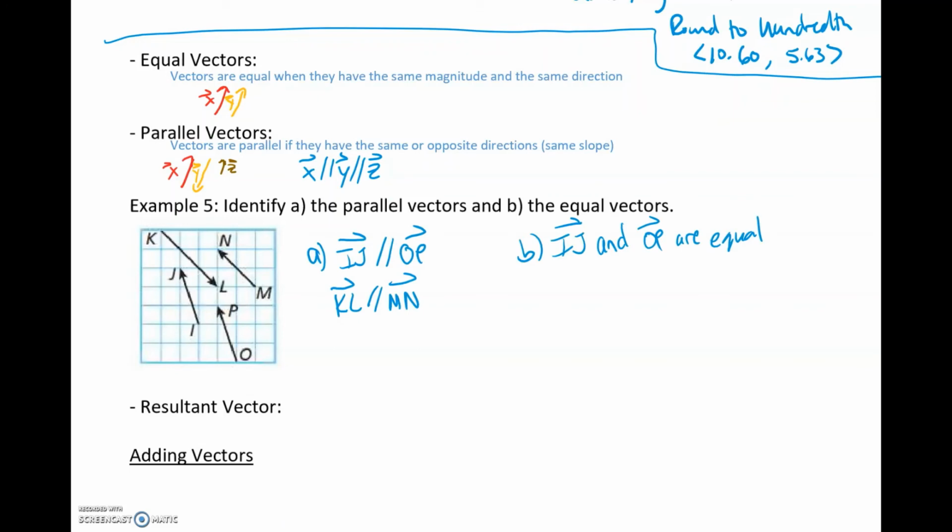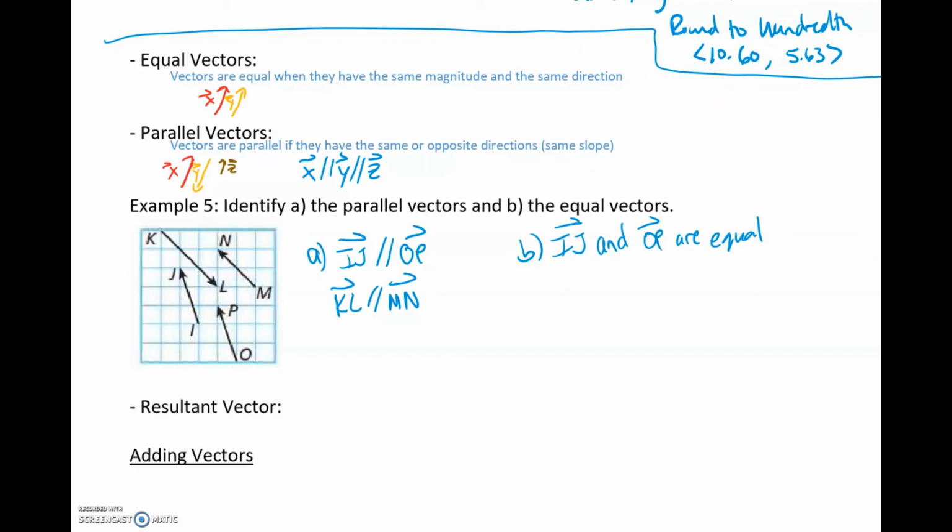Okay, so hopefully you saw there's 2 different pairs of parallel vectors. Remember, it's important how you name them. We want to start with the initial point and then end with the terminal point. So you don't want to say this is vector ji, but it's actually ij because it starts at I and points to j. So 2 pairs of parallel vectors, 1 pair of equal vectors.